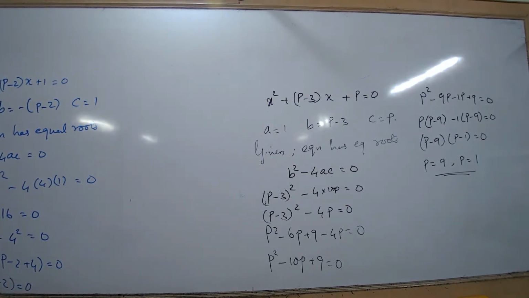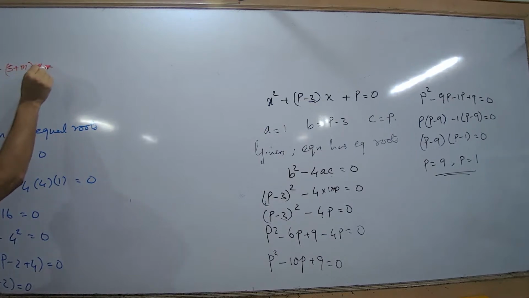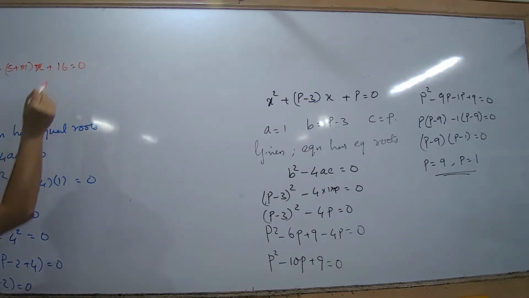Read the third question. Find the value of m if the following equation has equal roots. Same condition. The equation is (m minus 2) times x square minus (5 plus m) times x plus 16 equals 0. Is that the question? Yes. All of you can do it? Yes, sir. What should I do?